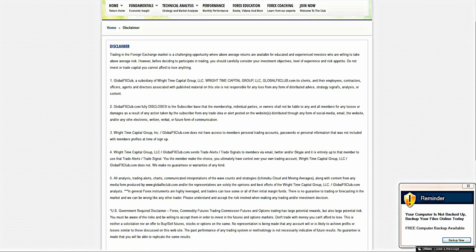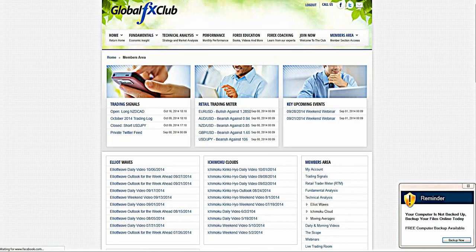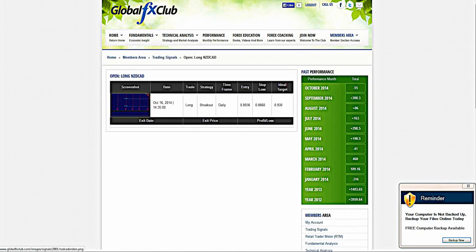Alright, so let's jump right into the markets. As of late, we are in only one open position. That one open position is the Kiwi CAD longs. So we will take a look at the setup, currently the development, and then other currency pairs.